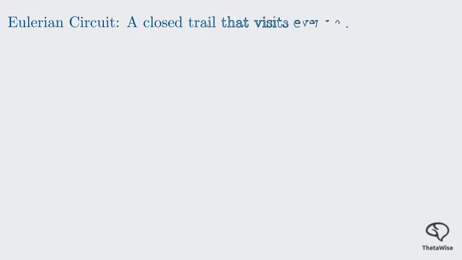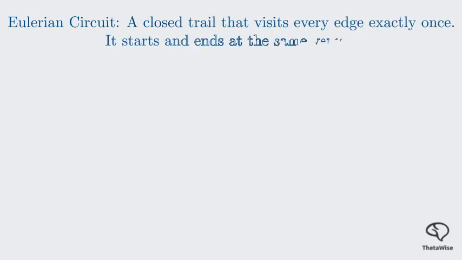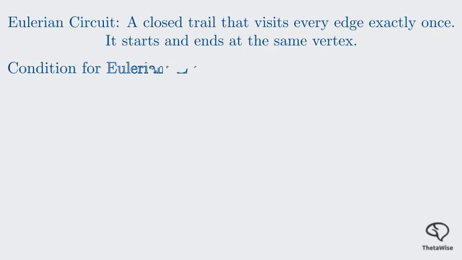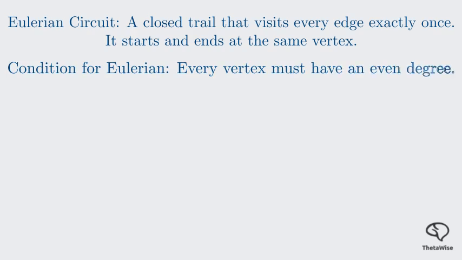Now let's define Eulerian and semi-Eulerian graphs based on these vertex degrees. A graph is Eulerian if it contains a closed trail that visits every edge exactly once. This is called an Eulerian circuit. It starts and ends at the same vertex. The condition for a graph to be Eulerian is very simple. Every single vertex in the graph must have an even degree. If this holds, you can always find an Eulerian circuit.